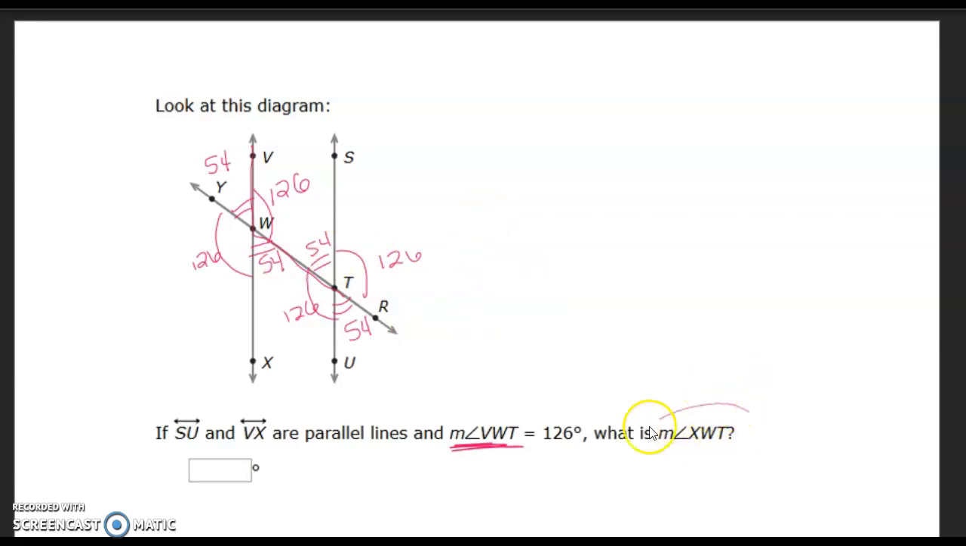So now it just wants XWT. So I'm going to find X, go to W, and then go to T. So it wants this angle right here, which we already found. That degree is 54. All right.